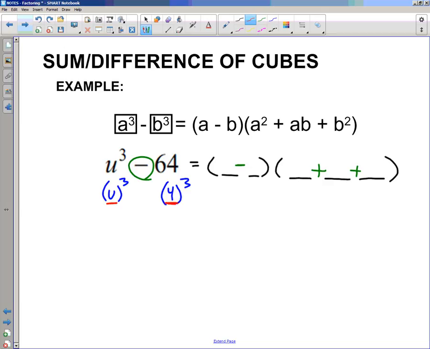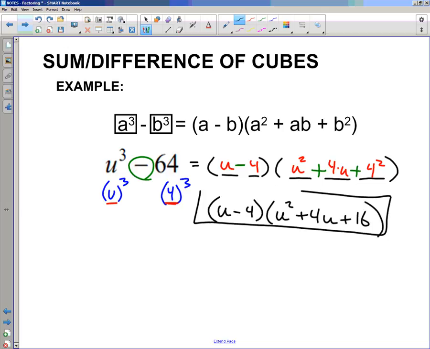So the thing that we cubed was a u and a 4. So u and 4 are going to be our two building blocks. The binomial, we just copy those and fill them in directly. For the trinomial, at the beginning and the end, we need to square both of those. That would be u squared and 4 squared. And for that middle term of the trinomial, you need to multiply those two building blocks together. So 4 times u, or u times 4. So we'll go ahead and write out our final answer here. u minus 4, u squared plus 4u plus 16.